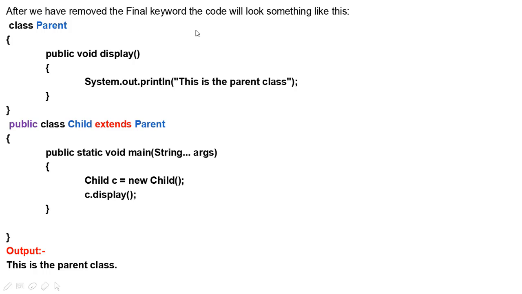After we have removed the final keyword, the code will look something like this. So class parent, public class child extends parent. Now, since the class is not final, the child class can extend it and can easily access the display method as I showed you in the code while I ran the code. So the output is: this is the parent class.